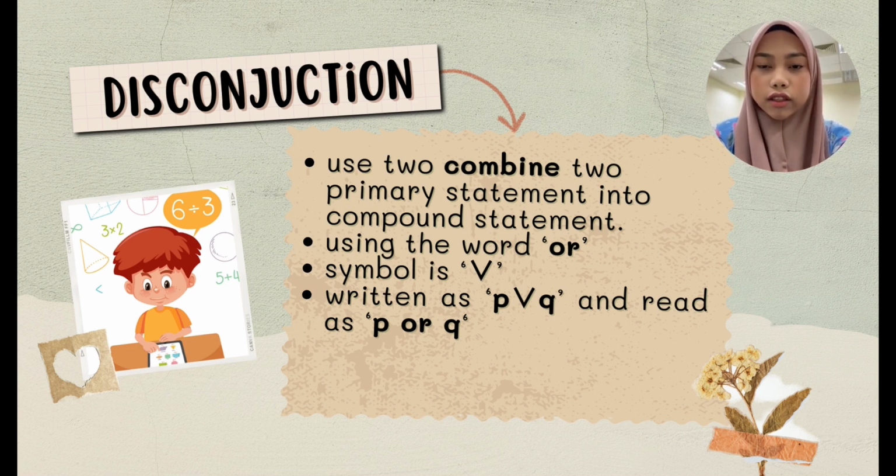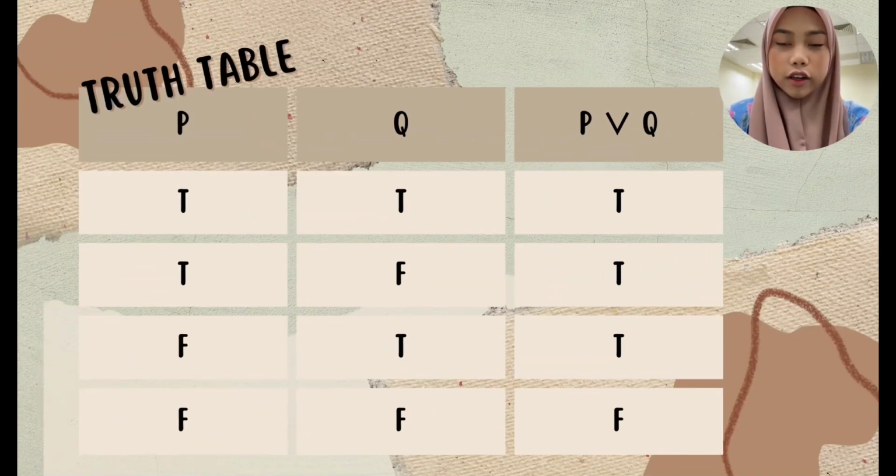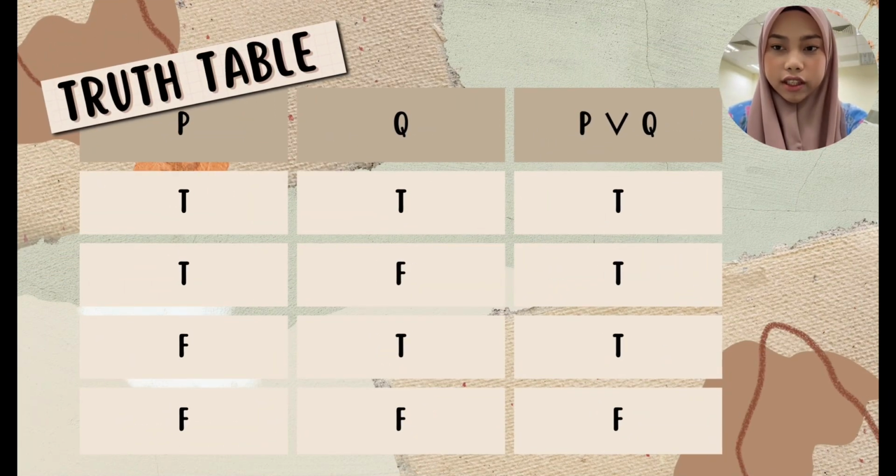Okay, next, let's go through into the next logical connective, disjunction. This is used to combine two primary statements into compound statement by using the word or. Symbol is like V. It is written as P V Q, but it is read as P or Q. Okay, so this is truth table for disjunction. For this, one of the statement must be true to get the true value.